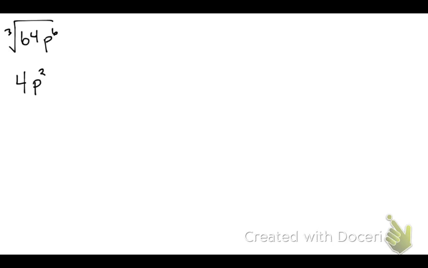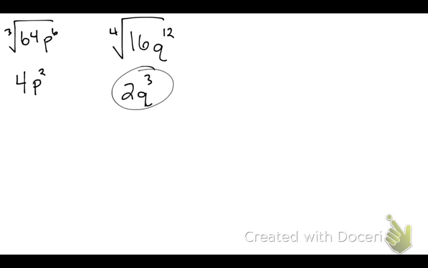Last thing for our purposes right now, try it yourself. The fourth root of 16 q to the 12th. Hit pause and see what you can do. Well, the fourth root of 16 is 2, and the fourth root of q to the 12th is q to the 3rd. Hope you're doing well.